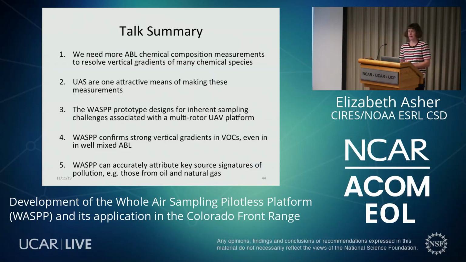Overall, I think we need more chemical composition measurements to resolve vertical gradients of many chemical species. I hope you think so too. UAS are potentially a really good means of making these measurements based on existing constraints and changes in many fields. The WASP prototype pays special attention to trying to make ambient measurements and to steering clear of some of the concerns of sampling from a multi-rotor UAV. And we also confirm that there are strong vertical gradients. We're not the first study to show this by any means, but this can exist in a well-mixed boundary layer, and also we can really fingerprint sources of pollution even using this new tool.